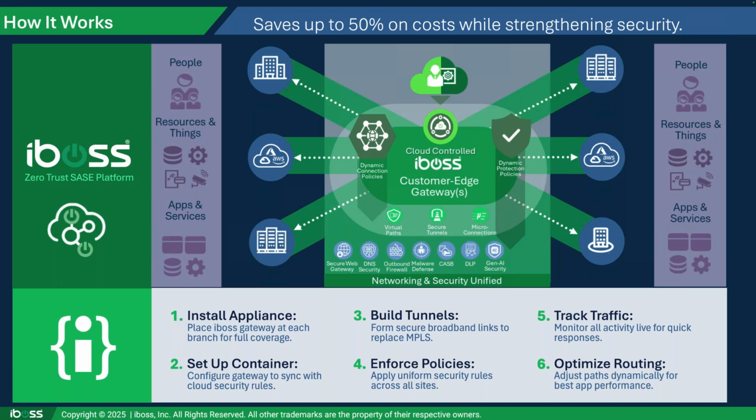If I step back to step one, installing the appliance, it literally takes seconds. It just needs power, just needs connectivity. There's a little wizard that will run you through joining the appliance to your container, to the customer's container. Once that's joined, everything will then be synchronized from the iboss cloud. All the policies, all of the routes to all of the other sites, everything will be synchronized automatically.